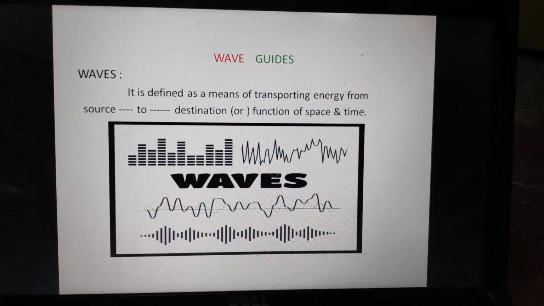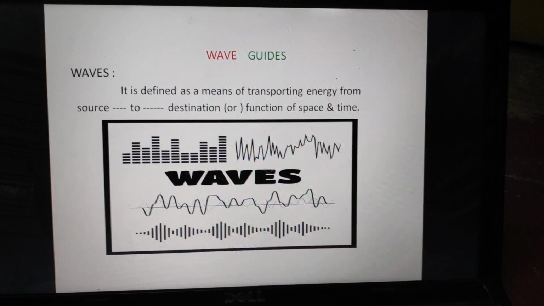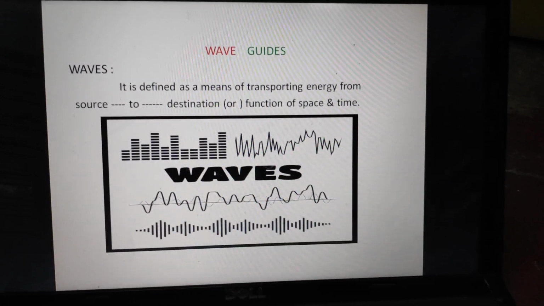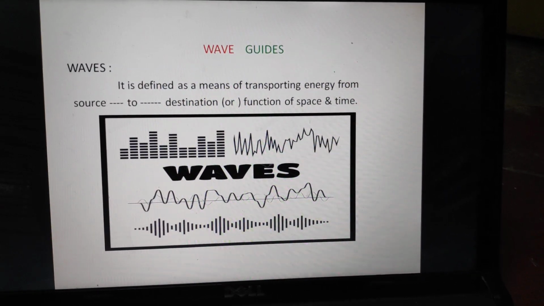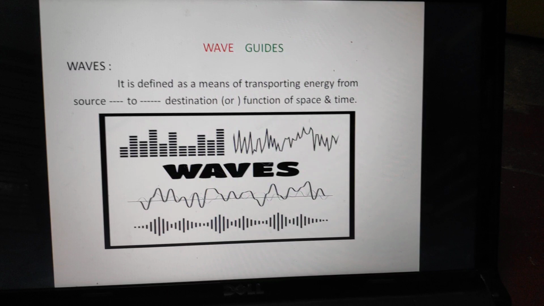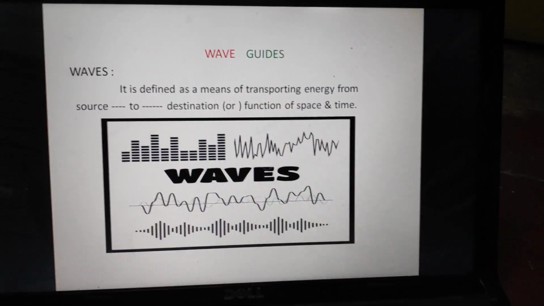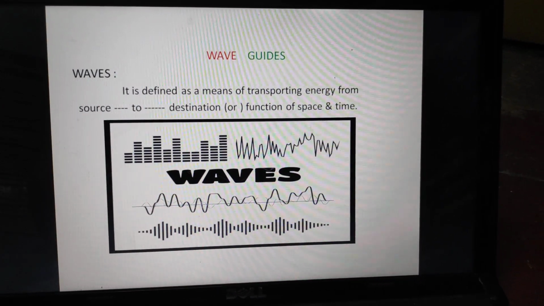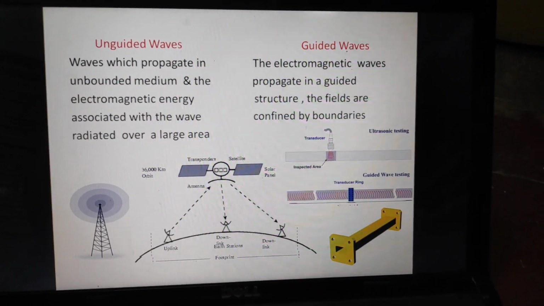Okay, what does the term waveguide refer to? You have two terms, that is waves as well as guides. As we all know, what is a wave? It is defined as a means of transporting energy from the source to the destination. So it is a particle which is moving in space with respect to time. It may be in the form of a wave with respect to time. Now let us see what guided waves as well as unguided waves are.